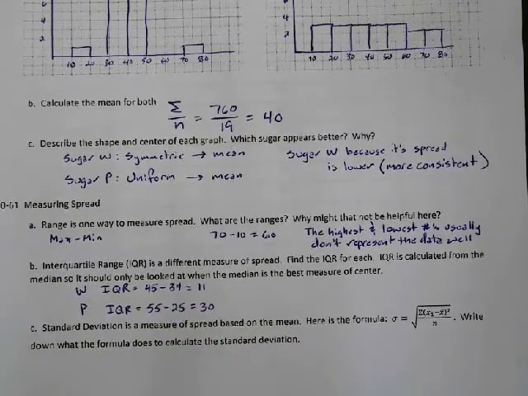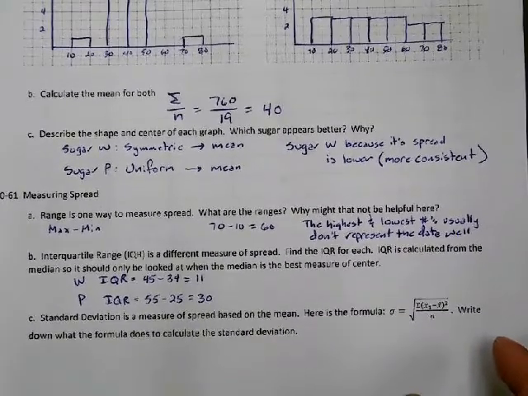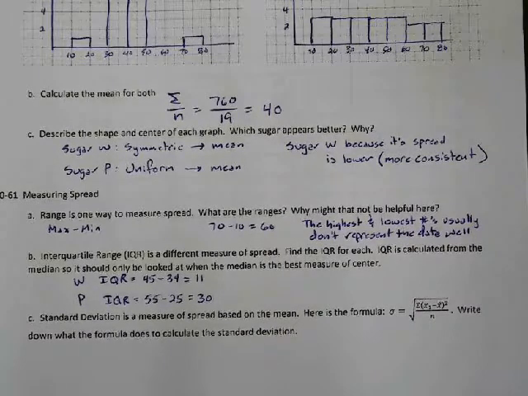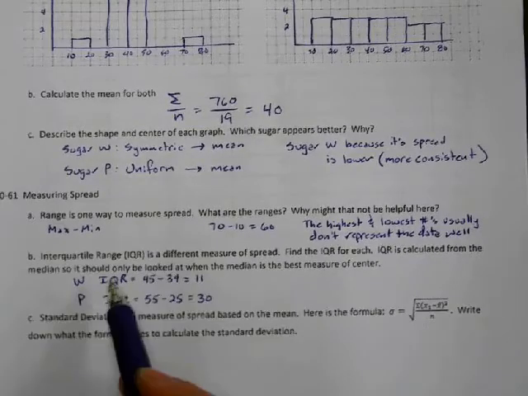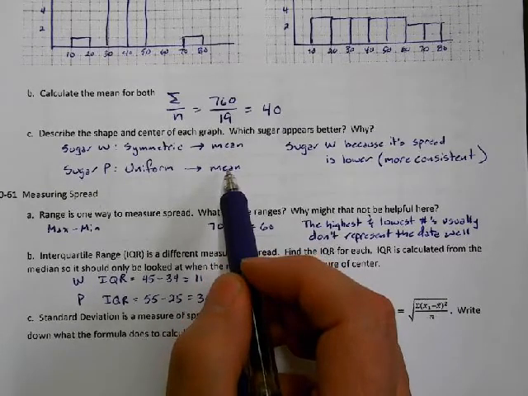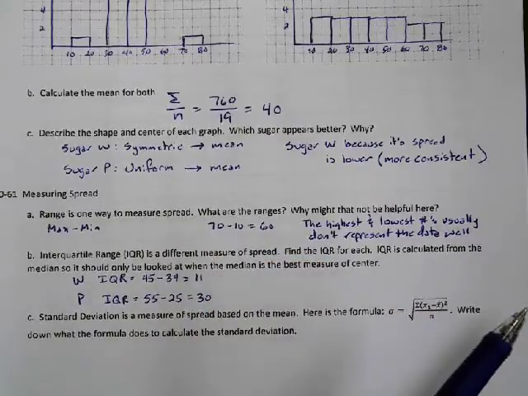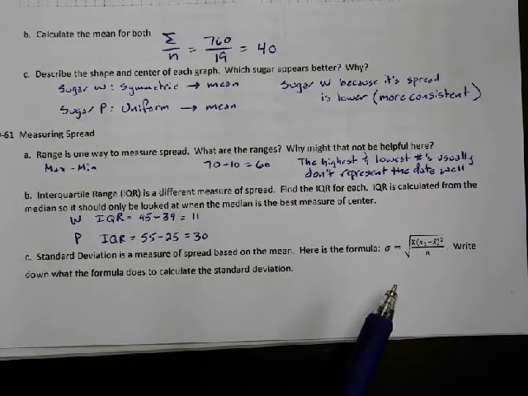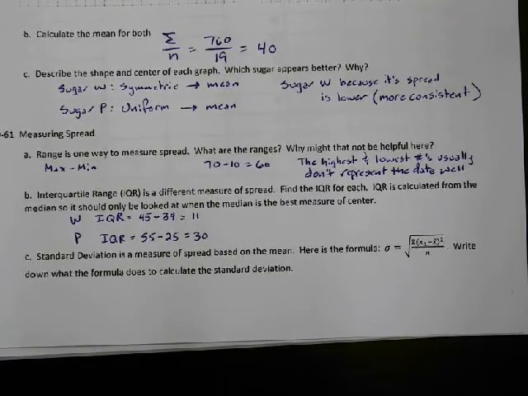Now there's a problem. IQR is based off of the medians. So when the median is your best measure of center, your best measure of spread is going to be IQR. But our problem's up here, the best measure of center was the mean. So IQR doesn't go with mean, it goes with median. So what we need to do is look at standard deviation. Standard deviation is based off of the mean. So that is the best measure for spread when the best measure for center is the mean. Here's a formula.